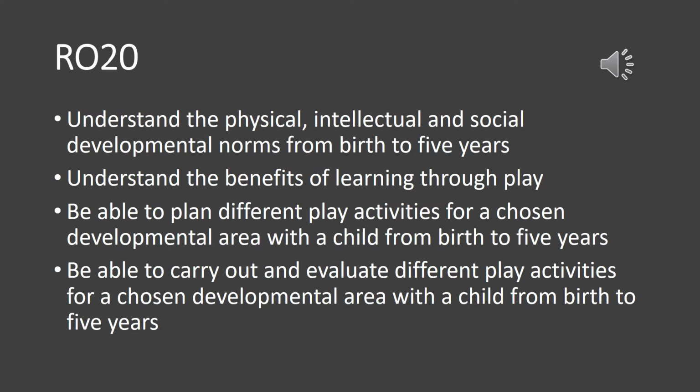Within RO20, we look at the different norms. So we look at physical, intellectual and social developmental norms from birth to 5 years. So what should children be doing at each age in each of those areas? We look at the benefits of learning through play. So why play is important for children and the different types of play that you can do and why they are important. We also then go on to plan some activities for children.